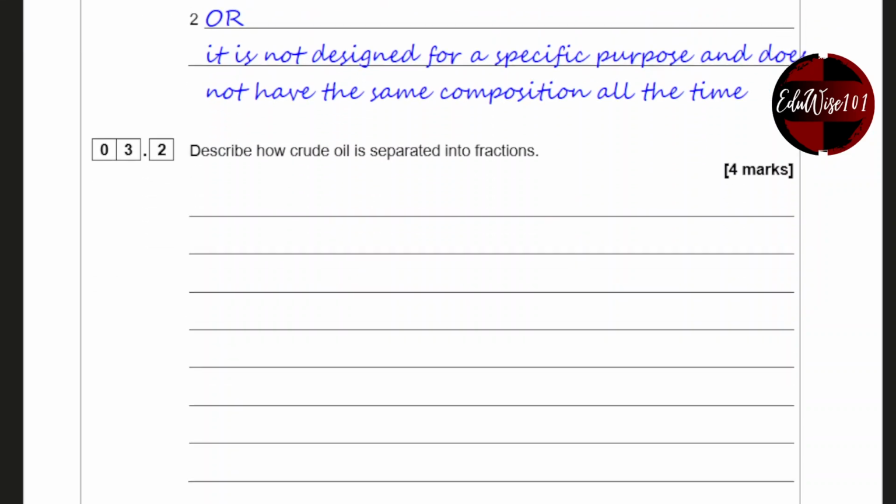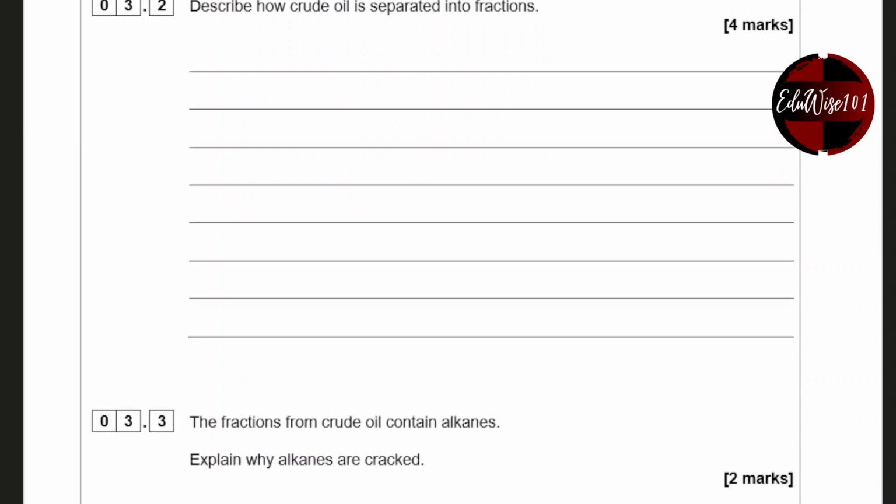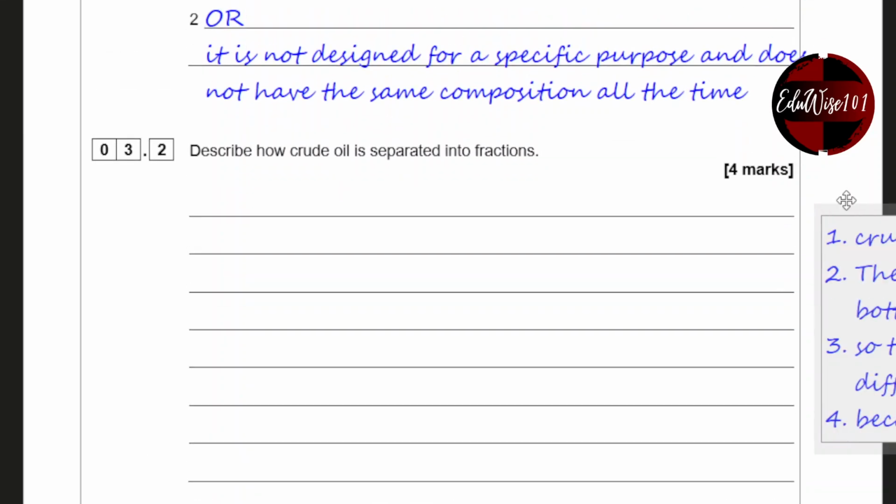Question 3.2. Describe how crude oil is separated into fractions. Now, because it's a mixture, you'd use fractional distillation. By mentioning simply fractional distillation, you should get at least 1 mark. And the description of fractional distillation is what gets you the 4 marks. So we can describe this in 4 steps like this.